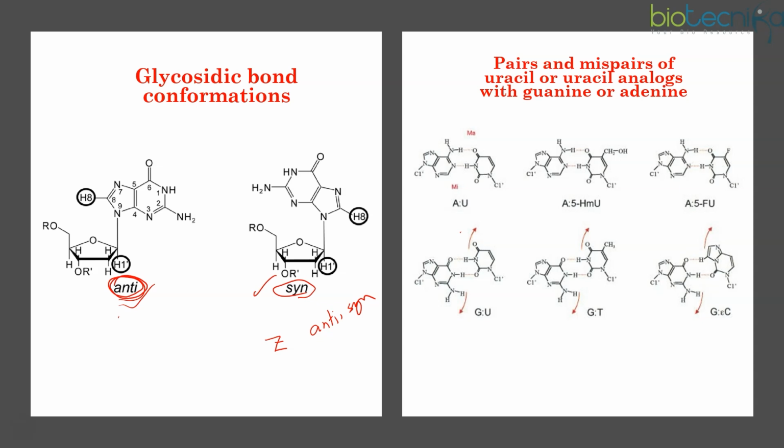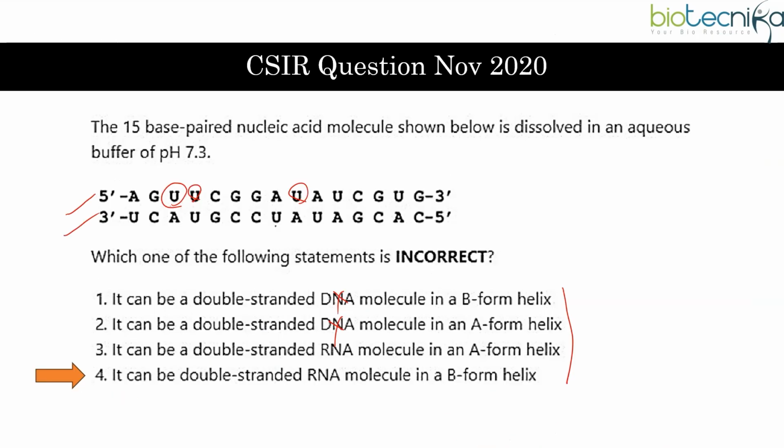So you can have this AU, you can have a UG mispair, or you can have it from incorporation of dUMP instead of dTMP, which will lead to a UA pair. Like this, you can have base pairing with uracil even in DNA. It is not restricted only to RNA. So that again is kind of a trap question. People might hurry to a conclusion about the answer, but the actual answer over here is option 4.